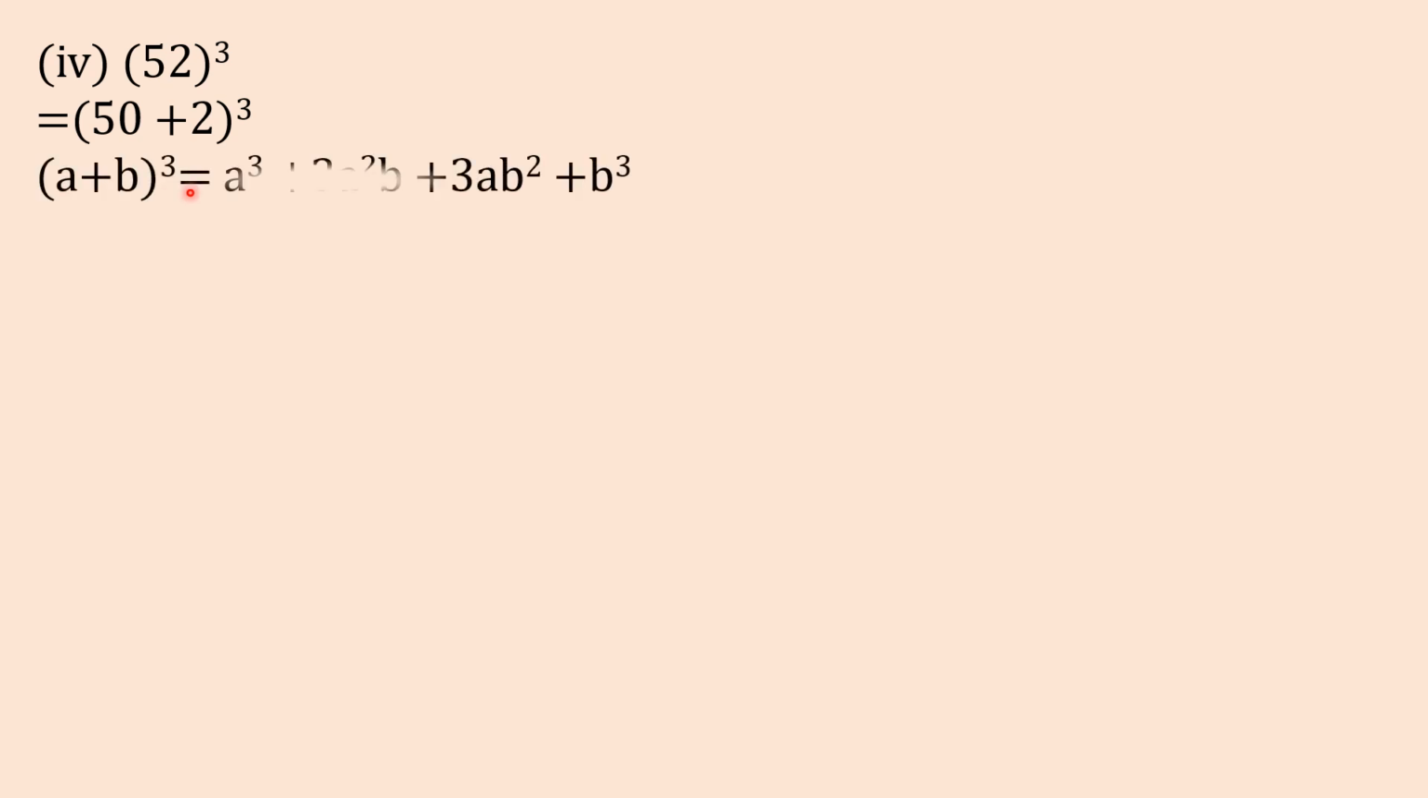Now moving to the fourth one. What is given? (52) the whole cube. So we'll expand this. Let's first expand the number. So I'll write down, students, (50 plus 2) the whole cube. Now you'll use the same formula (a plus b) the whole cube, so that is equal to a cube plus 3a square b plus 3ab square plus b cube. So here our a is 50 and b is 2. So we'll just put it in the formula and solve.